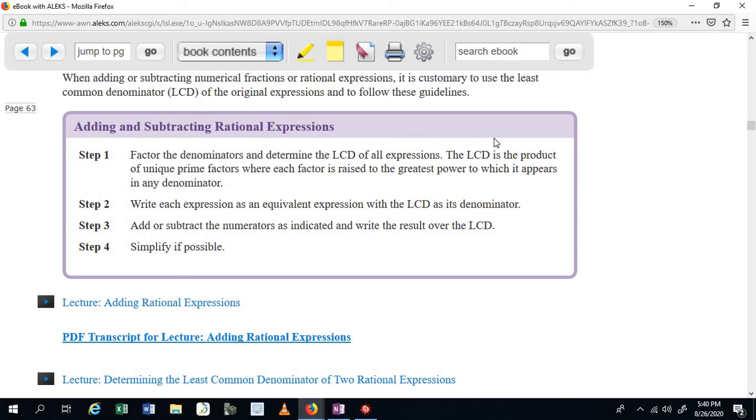Now remember, the least common denominator is the product of unique factors, where each factor is raised to the greatest power to which it appears in any denominator. Step 2 is to write the expression as an equivalent expression with the least common denominator as its denominator. And then step 3 is to add or subtract the numerators and write the results over the least common denominator. And then, of course, the fourth step would be to simplify.